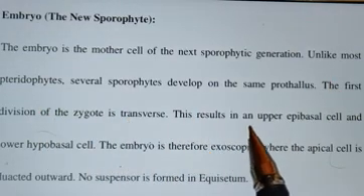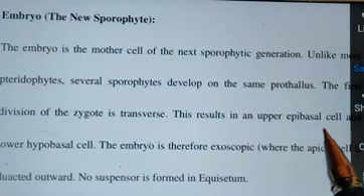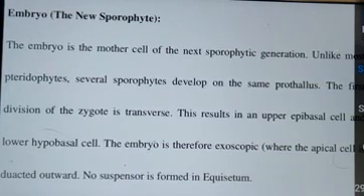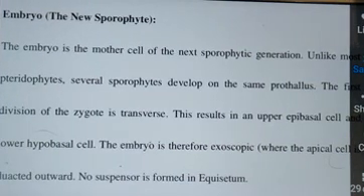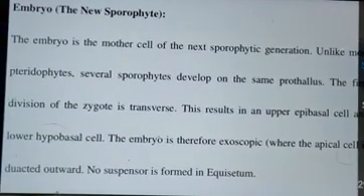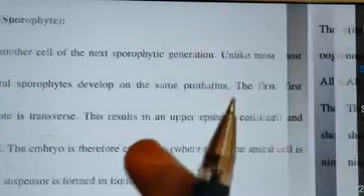This results in an upper epibasal cell and a lower hypobasal cell. The embryo is therefore exoscopic, where the apical cell is directed outward. No suspensor is formed in Equisetum.